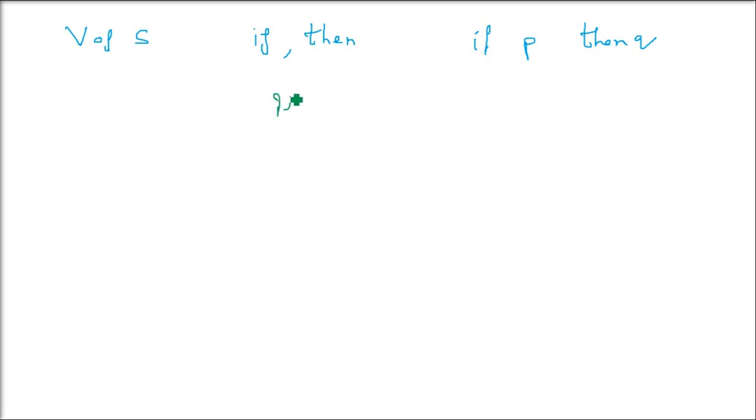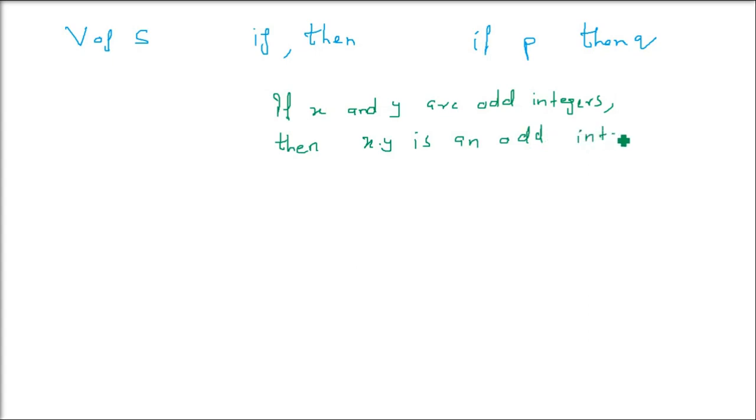Let me write this statement. The statement is, if x and y are odd integers, then xy is an odd integer. I'm writing them one by one because I want to make them P and Q also, as separate statements. This is a combined statement. You can eliminate if and then, and write the parts as P and Q. So the first method is DM, which is the direct method.